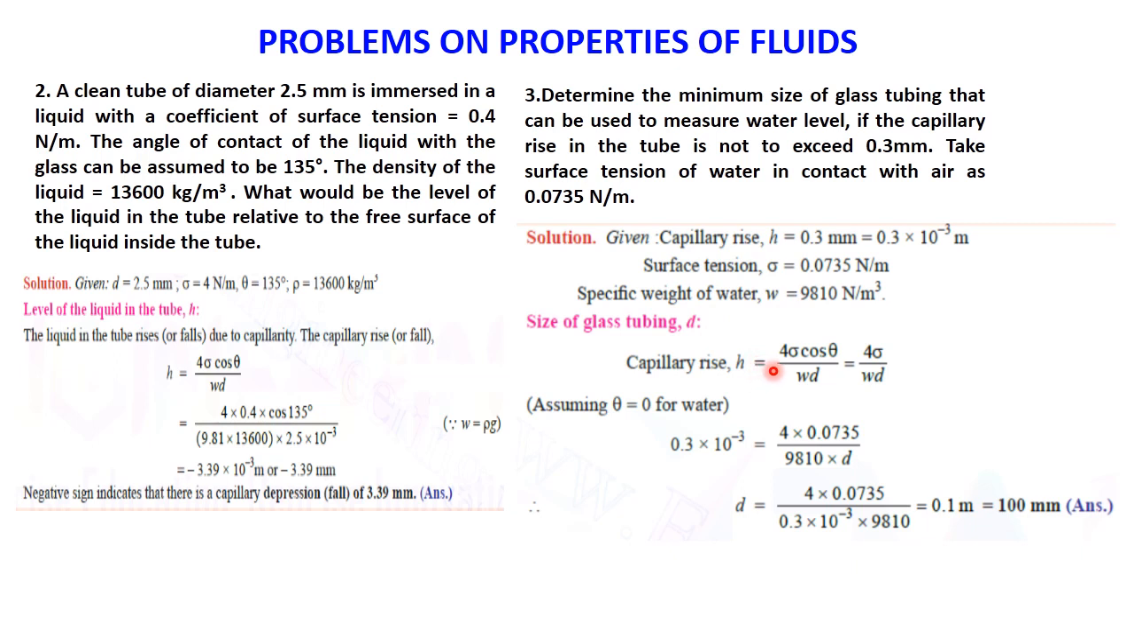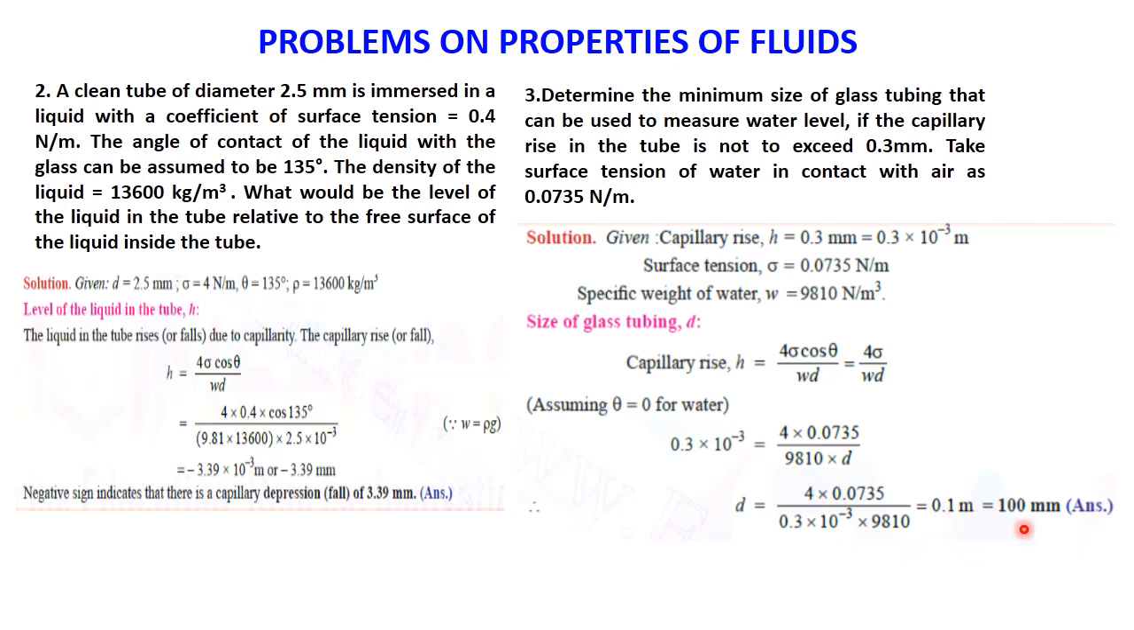So capillary rise, same formula, h is equal to 4 sigma cos theta divided by W D. But now see, no angle is given, that is the contact angle. So we will consider this cos theta value as 1. So the equation becomes 4 sigma divided by W D. So h is 0.3 into 10 raised to minus 3 is equal to 4 into the sigma value 0.0735 divided by 9810 W into D.